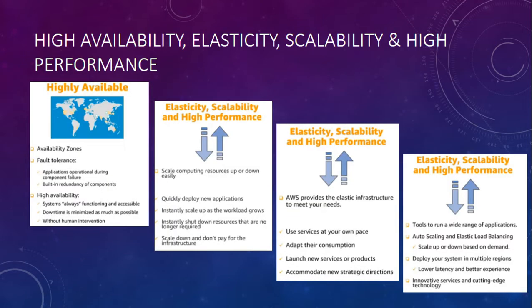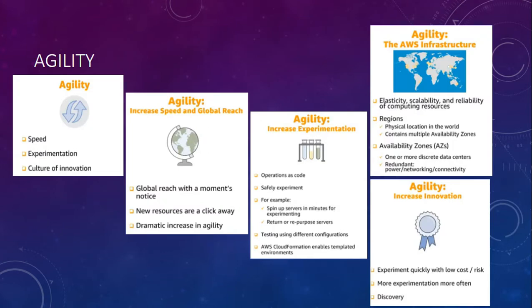Now, in relation to agility, elasticity is also a powerful force in cloud computing. Elasticity is the power to scale computing resources either up or down easily, while only paying for actual resources that are being used. The elastic nature of AWS allows customers to quickly deploy new applications, right, with either no cost or less cost. You can instantly scale up as the workload grows, instantly shut down resources that are no longer used, and scale down and not pay for the infrastructure. So that's about the increased innovation. Whether you need one virtual server or thousands, whether you need computing resources for a few hours or 24/7, AWS provides the elastic infrastructure to meet your needs.